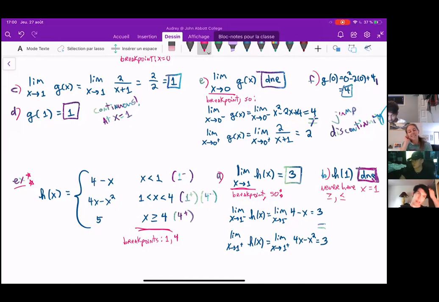Is this continuous? No, because even though that limit exists, it doesn't equal the reality. So this is what kind of discontinuity? Removable. You got it. The left and right are the same, but it's not equal to the reality. This is a removable discontinuity. Great job.